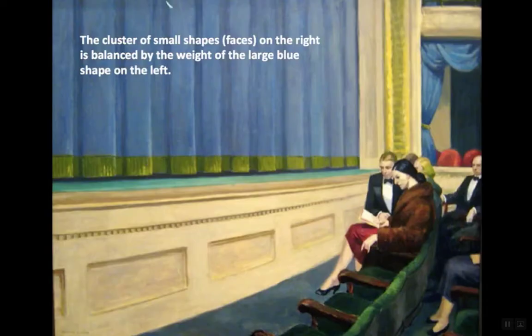So, here's a couple examples. This is an Edward Hopper painting, and I use both the principles of design and the elements of design to describe what's going on here. The cluster of small shapes, that is faces, on the right, is balanced by the weight of the large blue shape on the left. So I'm talking about the elements of shape and color, and I'm talking about how they're arranged on the page in order to balance each other out.